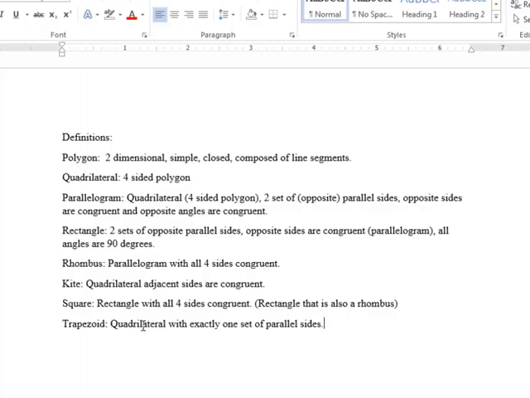Now you have isosceles trapezoids, which means what? The other 2 sides are congruent. Not parallel, but congruent, right? So an isosceles trapezoid would have one set of parallel sides and one set of congruent, non-parallel sides, because they can't be both parallel and congruent. Okay?